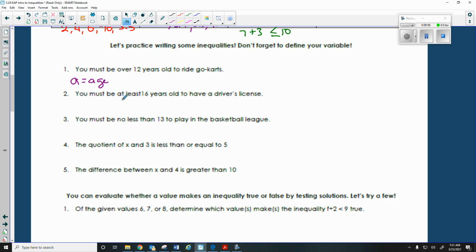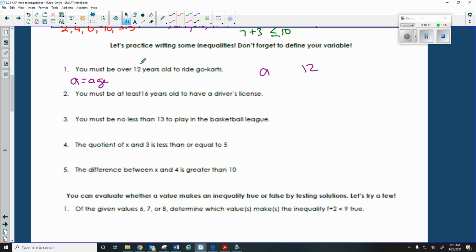Because if we're looking at different people, it's going to change depending on the person. I need to compare that. I'm comparing my age to what number? I'm comparing it to 12. So I'm going to put them on either side of the inequality. Then I need to figure out what is what.